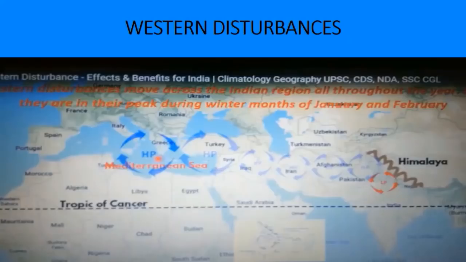The rainfall is generally of 50 centimeters only, but it is very, very beneficial for the rabi crops, that is wheat, which is grown at this time or harvested at this time in India. So it is beneficial for us.